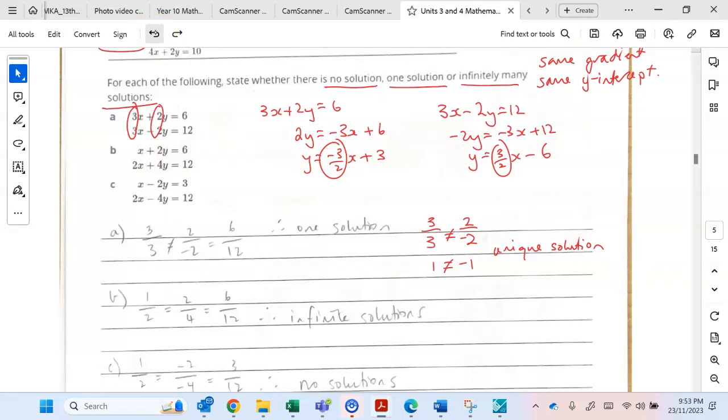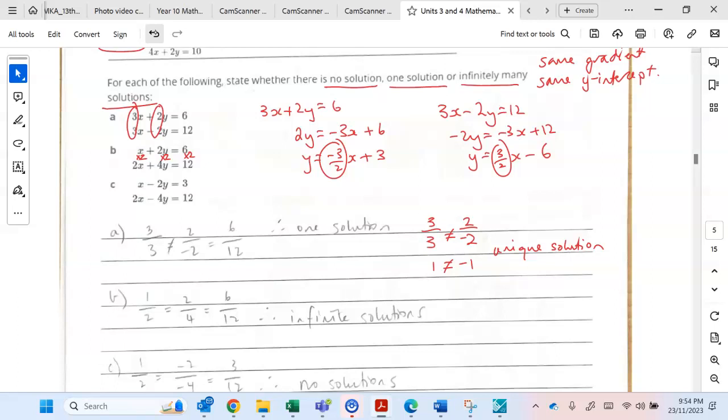So to go from x to 2x, I multiplied by 2. To go from 2y to 4y, I multiplied by 2. To go from 6 to 12, I multiplied by 2. So it's the same line. We're just increasing it by a factor of 2, but it ends up being the same line, because each term in that equation is multiplied by the same factor.